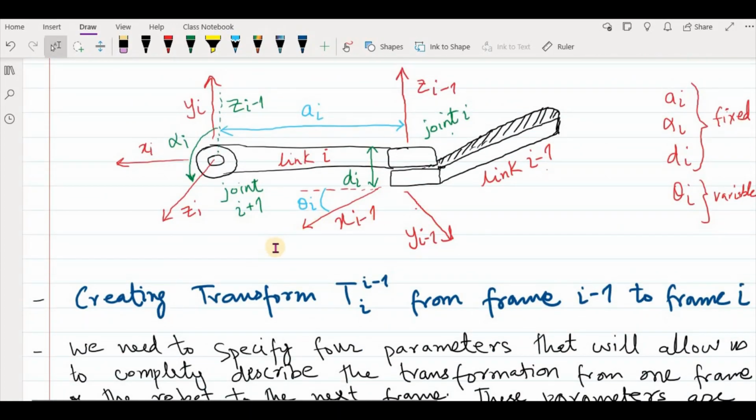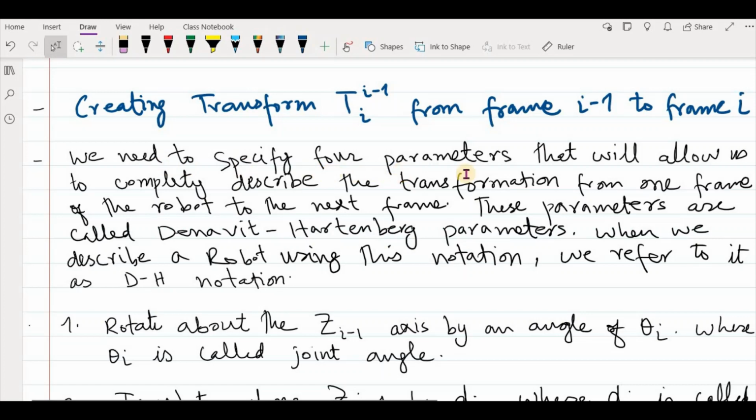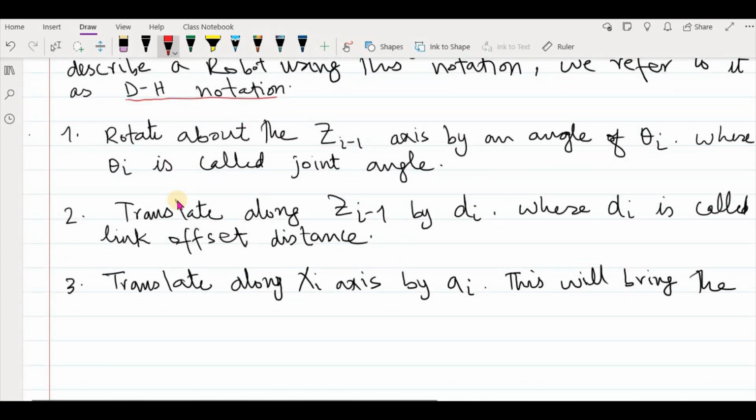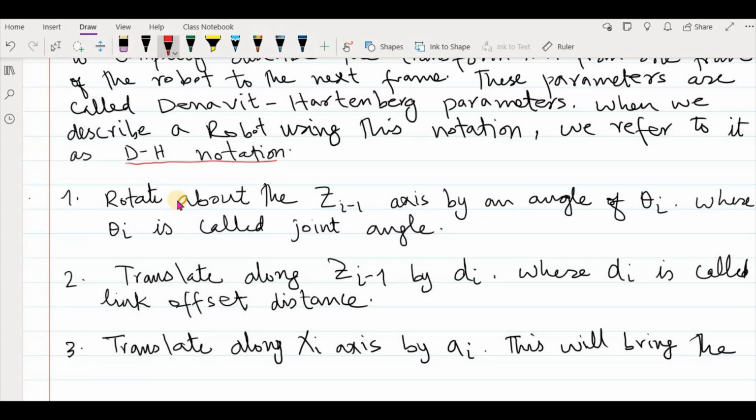What we do is try to create a transform from link i to link i minus 1, creating a transform matrix T, which transforms frame i into frame i minus 1. So first we need to specify four parameters that will allow us to completely describe the transformation from one frame of the robot to the next frame. These parameters are called Denavit-Hartenberg parameters. The ones we talked about: theta i, alpha i, d_i, and a_i. When we describe a robot using this notation, we refer to it as DH notation. So this DH notation is another method for finding the transformation, or finding the forward kinematics.